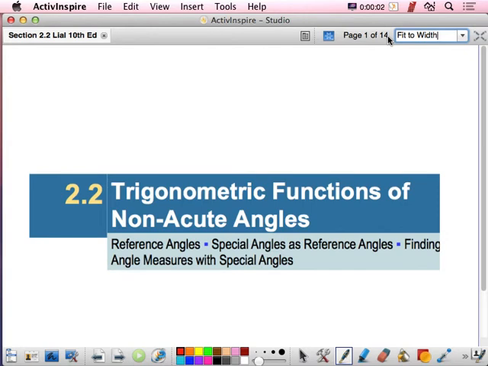For section 2.2, trigonometric functions of non-acute angles. Remember that for section 2.1, we dealt only with acute angles. Now we want to start taking what we learned in 2.1 and moving it around to things that are non-acute, like in quadrants 2, 3, or 4, rather than in a triangle or just in quadrant 1.